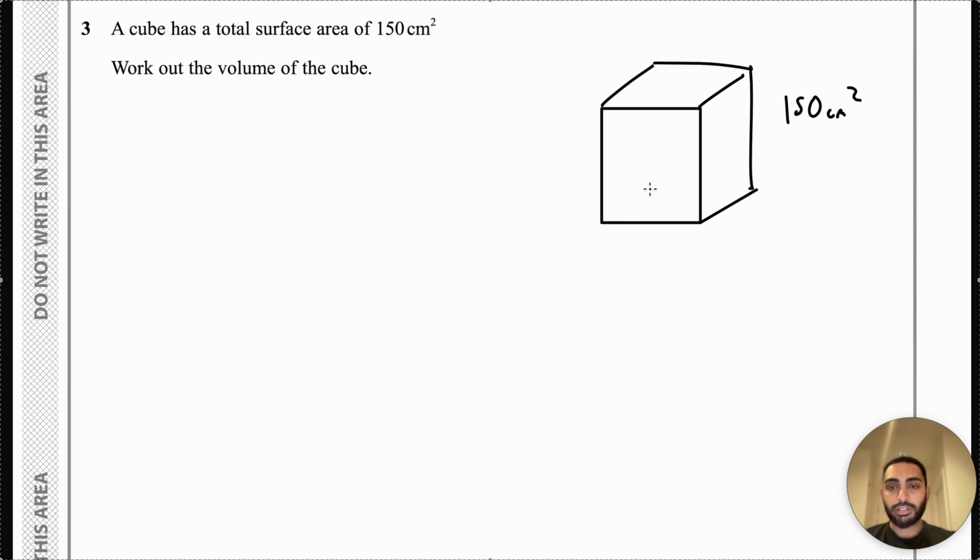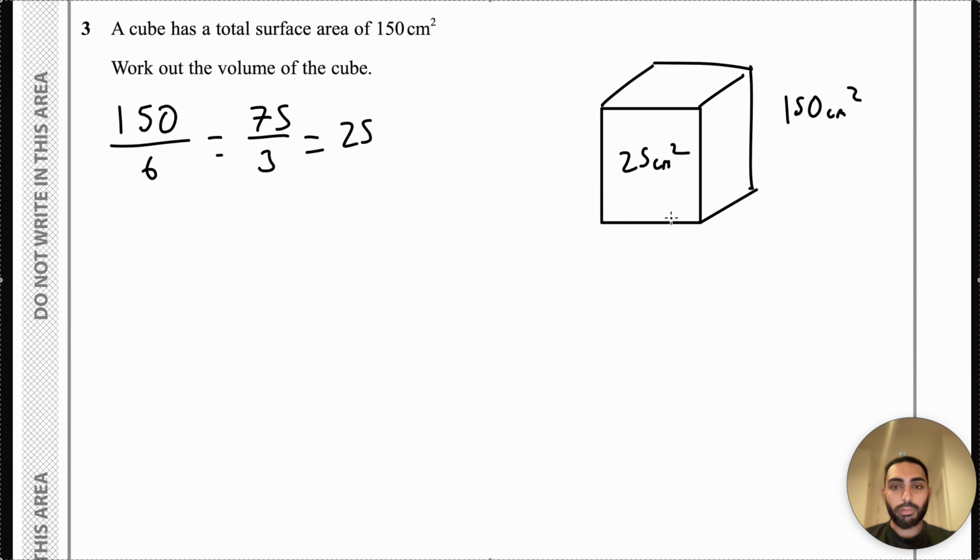There's 6 faces altogether, so I need to divide it by 6 first. I'm doing 150 divided by 6. I can divide them both by 2, so that becomes 75 over 3. And I can divide both of these by 3, so that would become 25. So each of the faces are 25 centimeters squared.